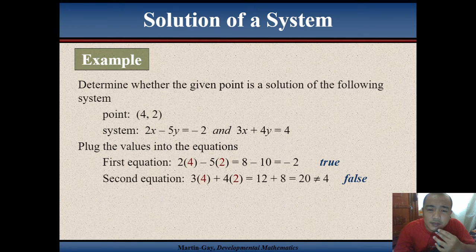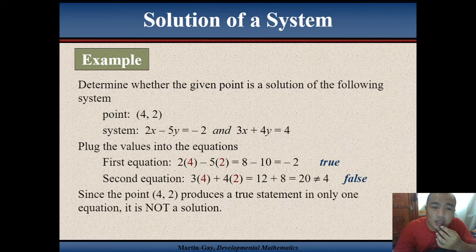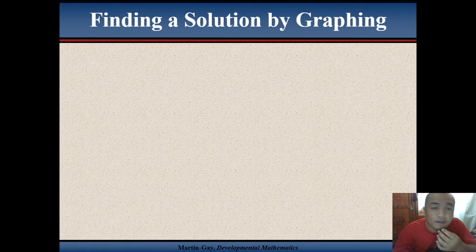For the second equation, 3x plus 4y equals 4, we have 3 times 4 plus 4 times 2 equals 12 plus 8, which is 20. Is 20 equal to 4? No. So for 3x plus 4y equals 4, (4, 2) is not a solution. It is true for only the first equation. Since the point (4, 2) produces a true statement in only one equation, it is not a solution. For it to become a solution, it should produce a true statement in both equations, not only one.